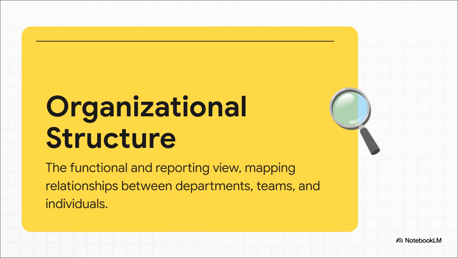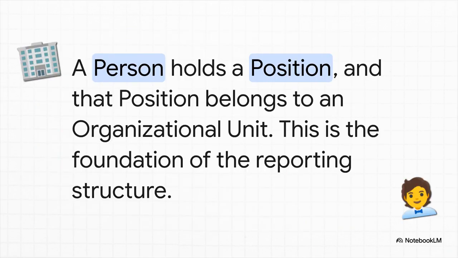So if the enterprise structure is that legal skeleton, then the organizational structure, well, that's the company's living, breathing family tree. This part doesn't really care about the legal stuff. It's all about one thing: who reports to whom and how do all the teams and departments actually work together. And the logic here is actually super simple, but it's incredibly powerful. A person holds a position, and that position belongs to an organizational unit. So John Smith is the sales manager, and that job is in the sales department. That simple relationship is the foundation for the entire company hierarchy. It's how the system knows who manages who.